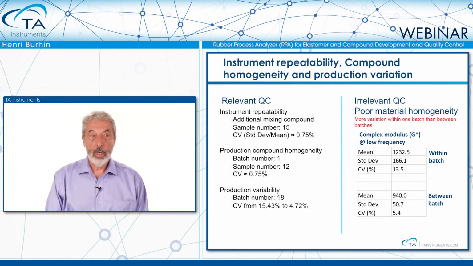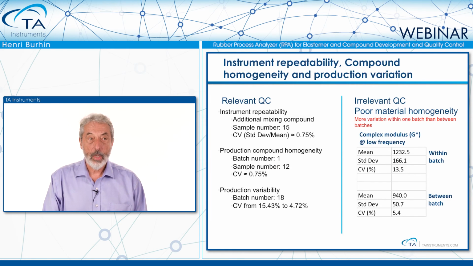There is one thing which is really important when we're running tests, and especially true with RPA. Before we can actually measure properties, we have to make sure that the machine is capable of measuring genuine differences between polymer characteristics or compound characteristics.